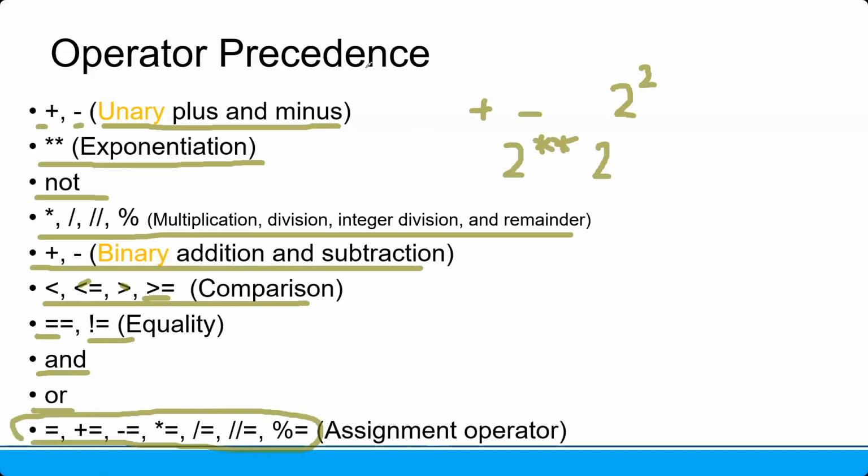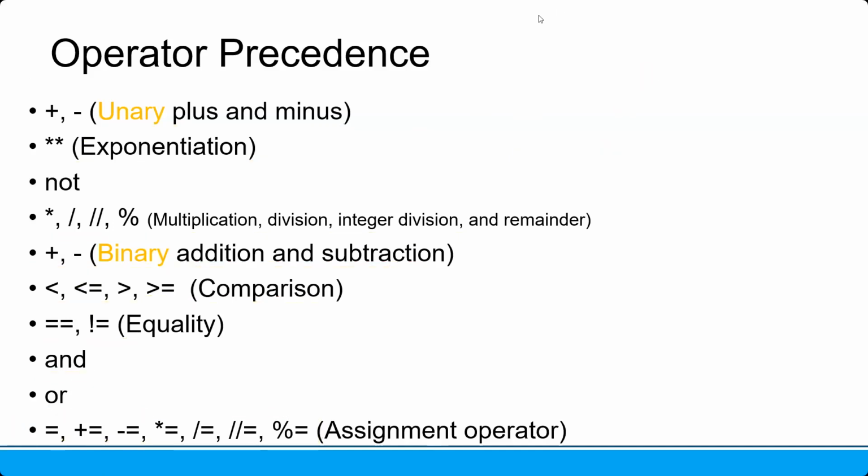So because this is the precedence, it will follow the order. This will be checked first, and then this, and then this, and then this, and so on. So it will be based on this order.